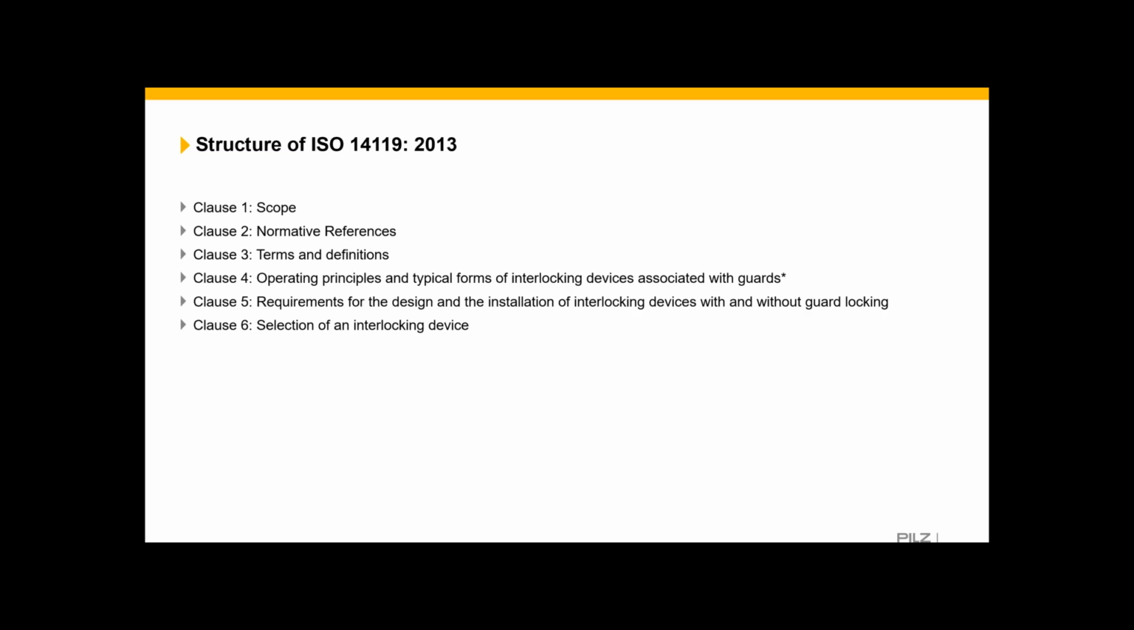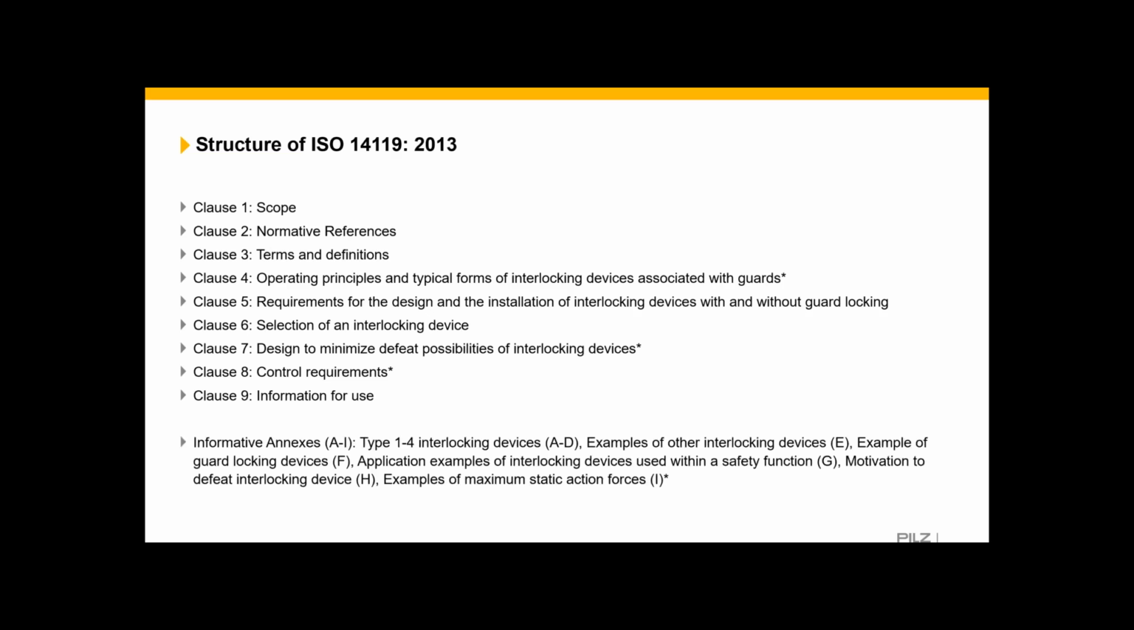Clause 8 will be control devices. So that's looking at common cause failure, fault exclusion, and we'll be looking at those in a bit more detail. And then finally, 9 is information for use, which again could be given by the manufacturer of the interlock, such as PILZ, or by the manufacturer of the machine. And then finally, towards the end, you have all your informative annexes, really, that will give you examples.